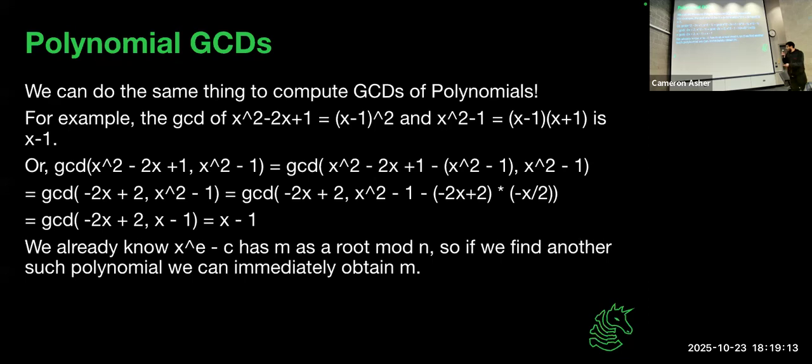And so we already know x to the e minus c has m as a root, because c is the ciphertext here and m is the plaintext. So we got c by raising m to the e. So m to the e minus c is 0, which means that x to the e minus c has m as a root. This is all mod n. So if we find another polynomial that works here, we can get m immediately.